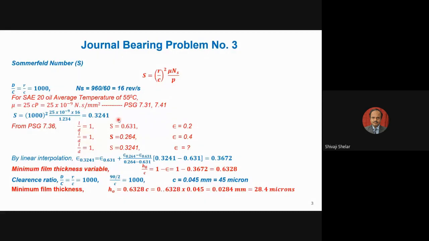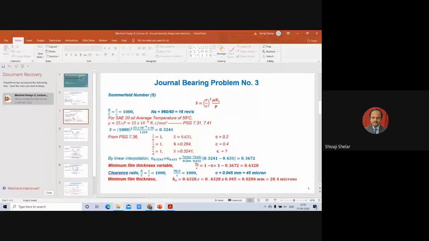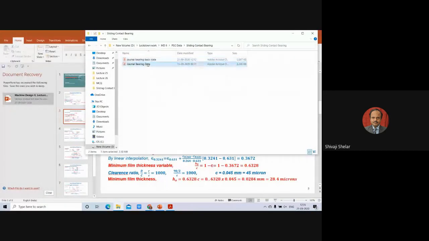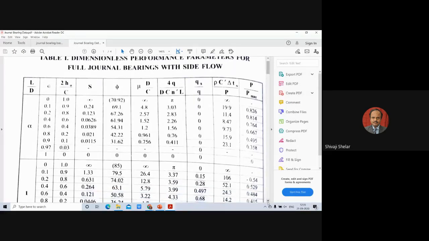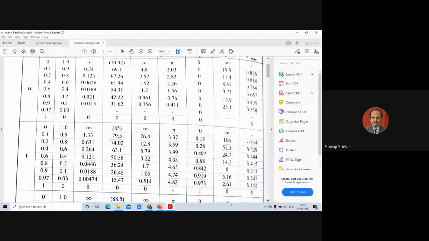Now we have to take the data, so we are referring to PSG 7.36. L by D is equal to 1. So if we open that data, my value of Sommerfeld number is 0.3241. Here is the dimensionless performance parameter for full journal bearing with side flow. We are having L by D equal to 1, so this row will be applicable.